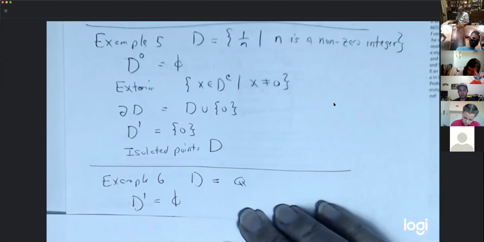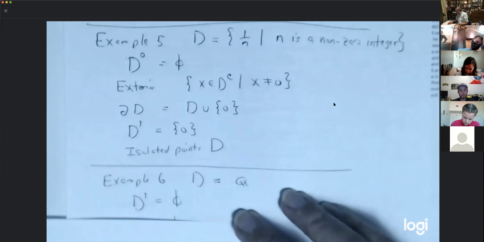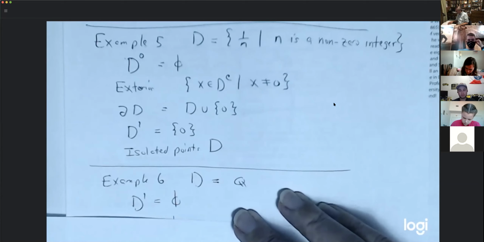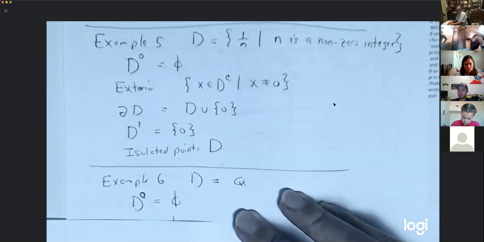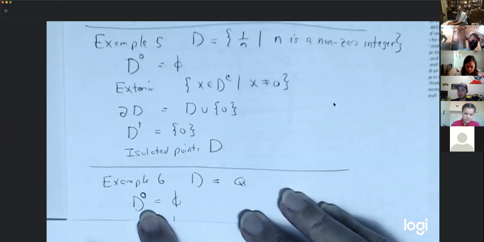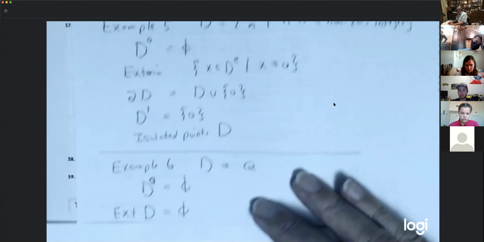So the set of accumulation, sorry, I should be doing interior. So that's actually a mistake that's not meant to be there. The interior is the empty set. It should be the 0 here. That's not an intended mistake, that's just a mistake. All right, the exterior is also the empty set.